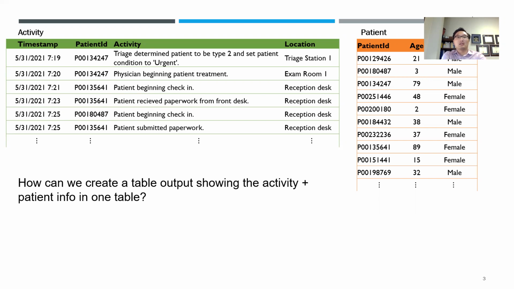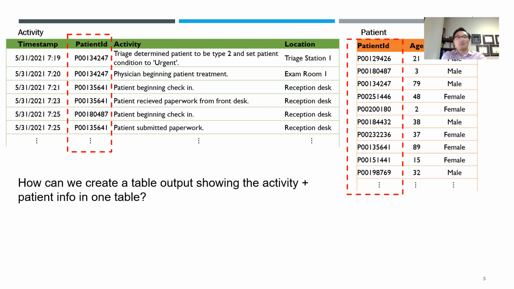If you look at the attributes or the columns here, the patient ID is common to both. Keep in mind that the names of these columns are not relevant. The patient ID column in patient could have been called something else. Same with the activity table. What's important is that those two columns are basically the same columns. They are connected.